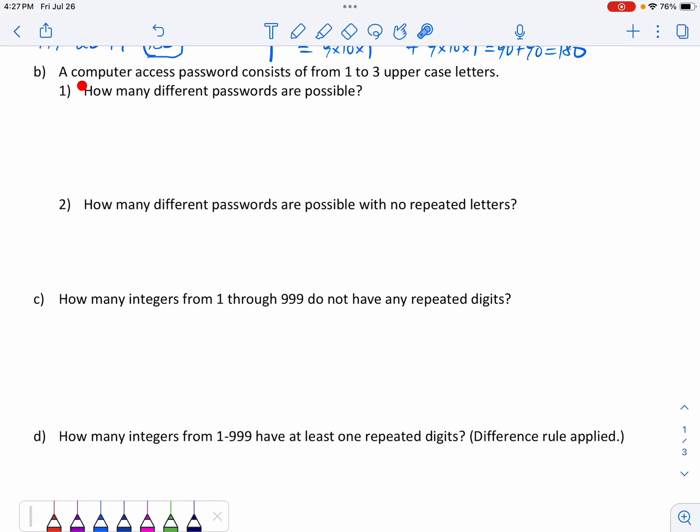In the second example, we look at a computer access password consisting of 1 to 3 uppercase letters. Of course, we create a hypothetical simple scenario. In real life, your password will not be that simple, right? But we are just doing this for practice purposes. So let's say 1 to 3 uppercase letters. How many different passwords are possible?